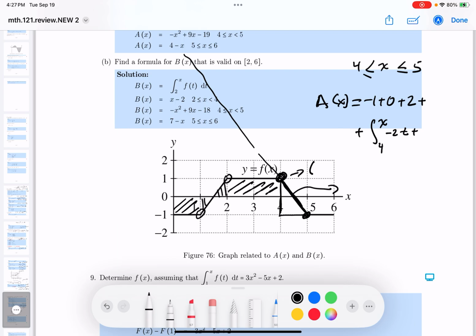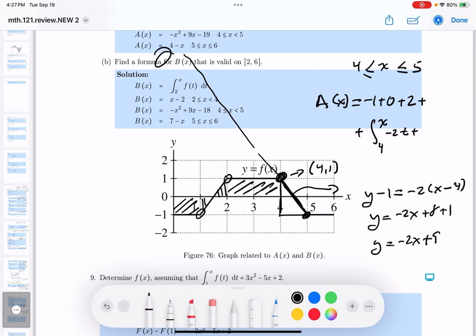Well, this is going to be the point 4, comma 1, right? So what do you get? You get y minus 1. What's the slope of that? Minus 2. And then you get x minus 4. All right, let me simplify. You get y equals minus 2x. Minus 2 times minus 4 is plus 8. And then you add 1 to both sides. What do you get? You get y equals minus 2x plus 9. So the y-intercept over here is 9. Let me write that down.